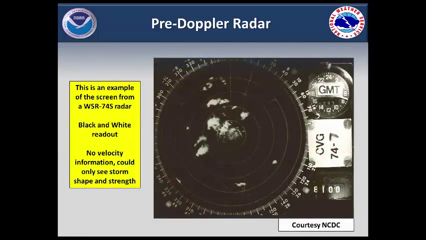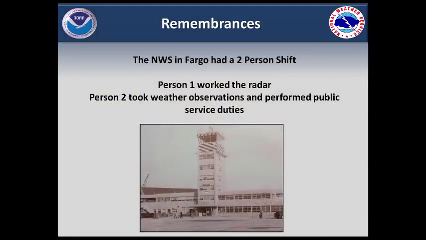Although not identical, this is what the 1995 Fargo radar monitor would have looked like. It displayed white storm echoes on a black screen. Fairly basic. In July 1995, the Fargo National Weather Service office was manned by a two-person team. One member of this team worked the weather radar.